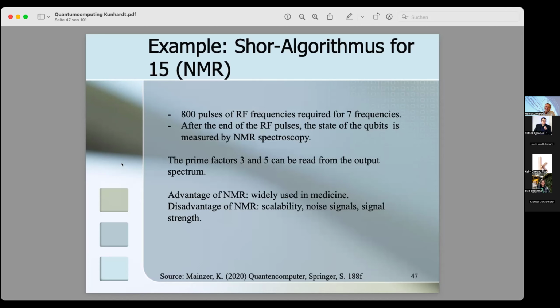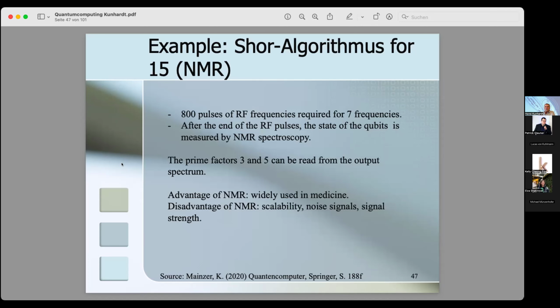The prime factors 3 and 5 can be read out as the output in the spectrum of this liquid. So the advantage of NMR technology is that it is widely used in medicine. So we knew and we know all of that technology. We apply that in many fields.